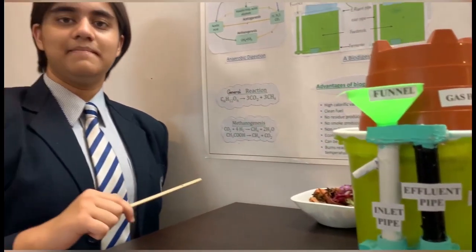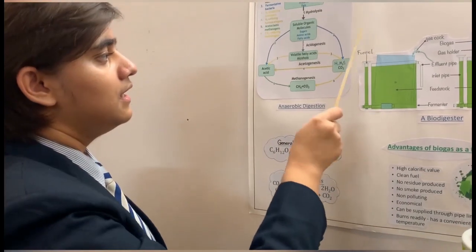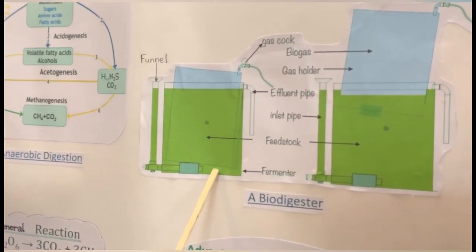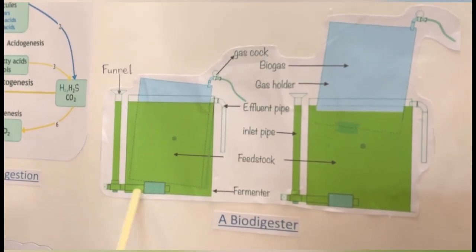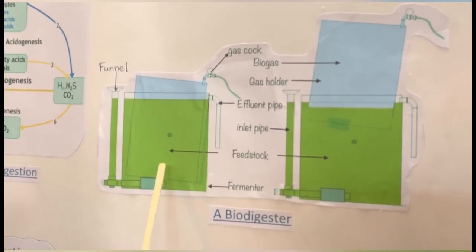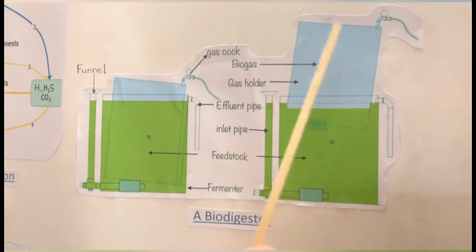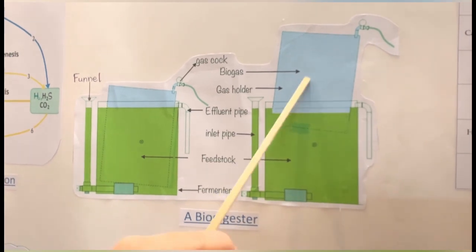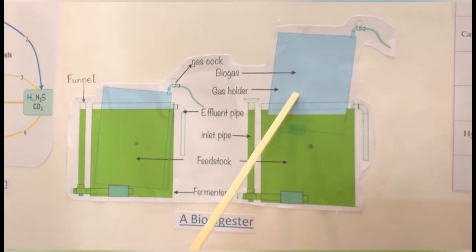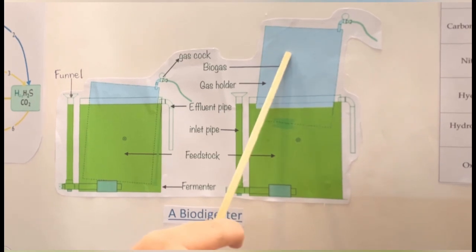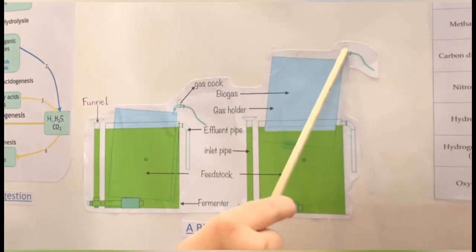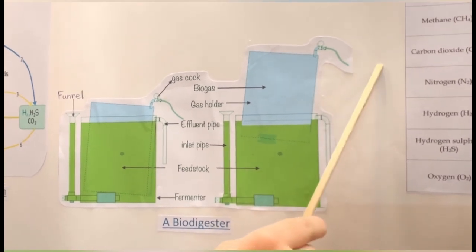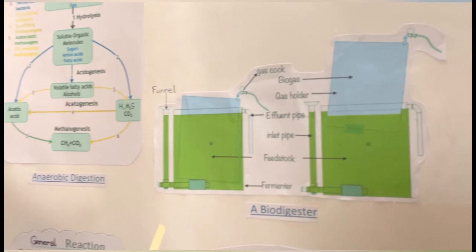Now let us come to the schematic diagram. The feedstock is poured through the funnel and inlet pipe into the fermenter or digester. Here, through anaerobic digestion, biogas is produced. This biogas is stored in the gas holder. The gas holder floats up because the methane in the biogas, being lighter than air, pushes it upwards. When the gas cock is opened, the gas flows out through the gas outlet to the gas stove and is used for cooking.